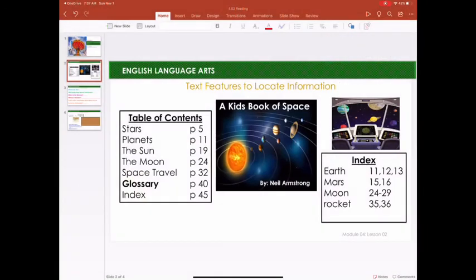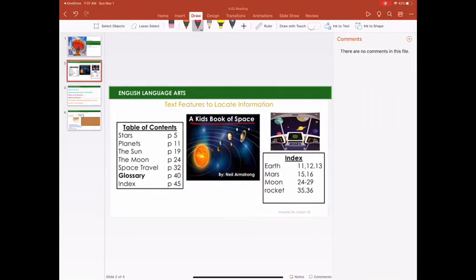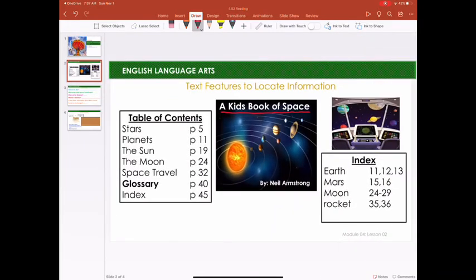Okay, now that we've learned a little more about what text features are, let's practice using them and identifying them. So here is a nonfiction text called A Kid's Book of Space. So do you know what this part right here is? This is the title of the book, right?